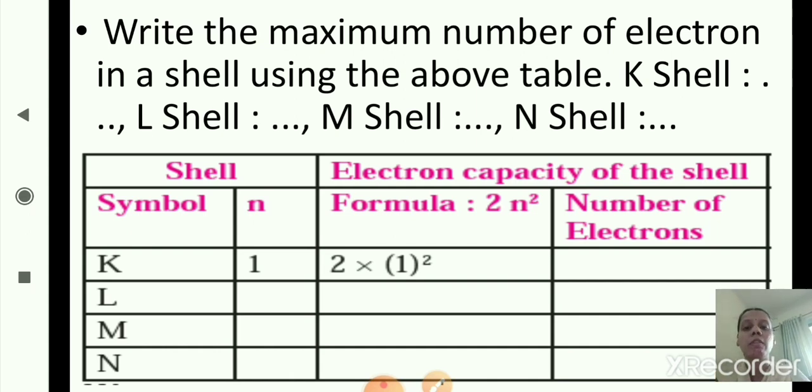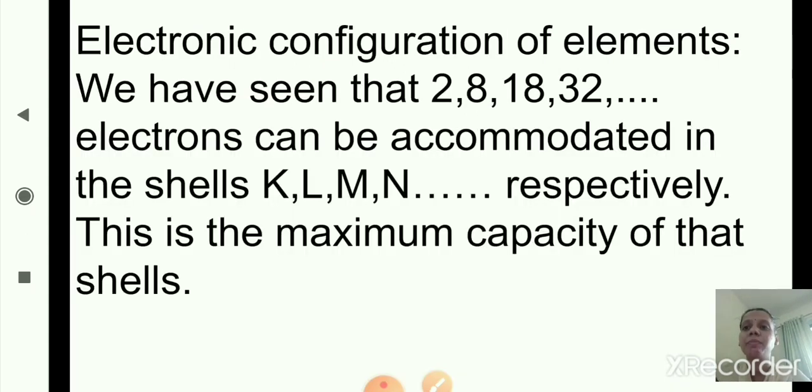Okay, and so on. Fifth one, sixth one, seventh one, depends on the number of electrons which are present in an atom. Okay, so now we'll move to the next part. Electronic configuration of elements, we have seen that is 2, 8, 18, 32. Electrons can be accommodated in the shells K, L, M, N respectively. So maximum capacity for K shell is 2. Maximum capacity of electrons for L shell is 8. Maximum capacity for M shell is 18 and maximum capacity for N shell is 32. Okay, so this is the maximum capacity of those shells.